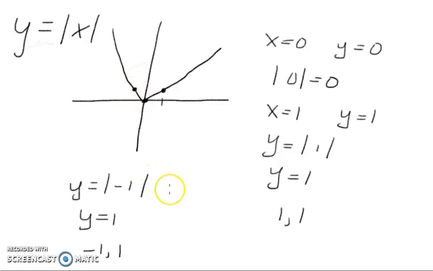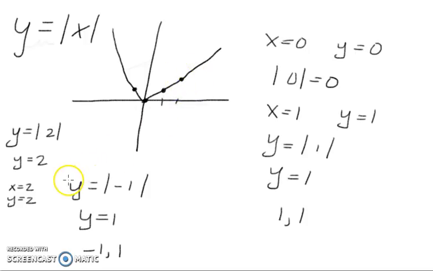Let's just say x equals 2, my apologies. So if I say y is equal to the absolute value of 2, then y equals 2. So when x equals 2, y equals 2. If I were to graph that, let's say that this is 2, and we're going to have this here.